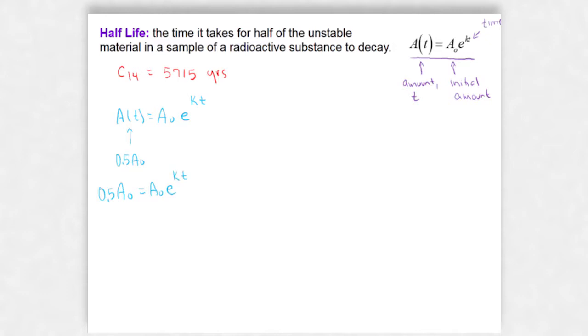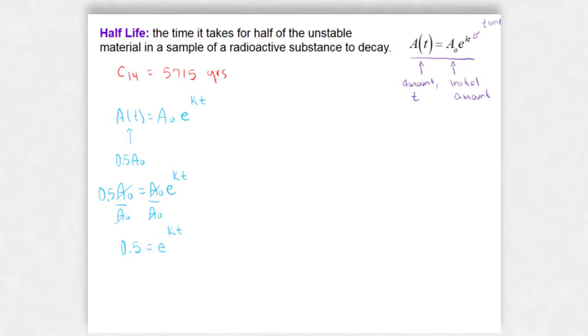Now I want to solve for k. I'm going to do this in terms of a general time for any substance, and later I'll put in my 5,715 years. To solve for k, I want to isolate the term with e to the kt, so I'll divide both sides of the equation by A sub 0, because I don't know that initial amount, but it's irrelevant in this context. And we get 0.5 is equal to e to the kt.